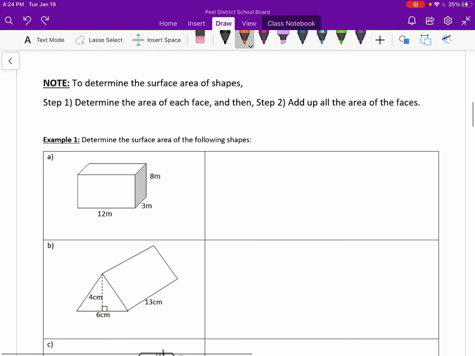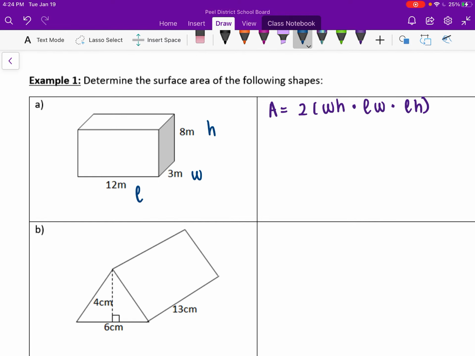So for a rectangular prism, it actually does tell us the surface area formula. It's just area is equal to 2 width times height plus length times width plus length times height. And again, I'm going to show you where that came from, but you can just use the formula. Okay, so I'm going to say length is 12, width is 3, and 8 meters is the height.